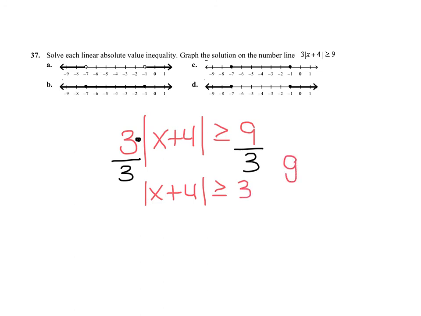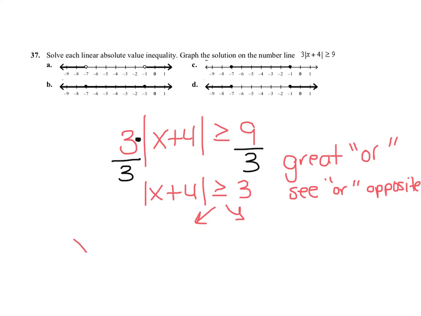It's a greater than sign, so I know it's a "greater" situation. So it's exactly what you see or the opposite of what you see. Let's split this into two inequalities. Exactly what we see without the absolute value is x plus 4 is greater than or equal to 3.